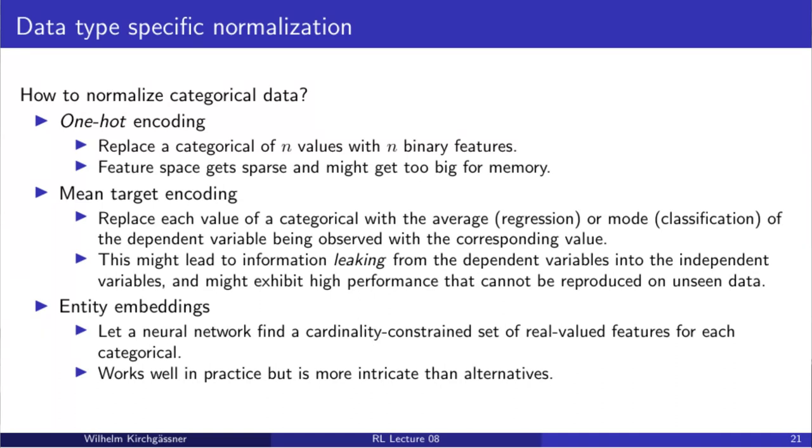So this is a way how you could also encode a categorical variable with a lot of classes only in a reduced feature space. This is like a new feature space, but yeah, it's more elaborate and needs to be evaluated empirically.